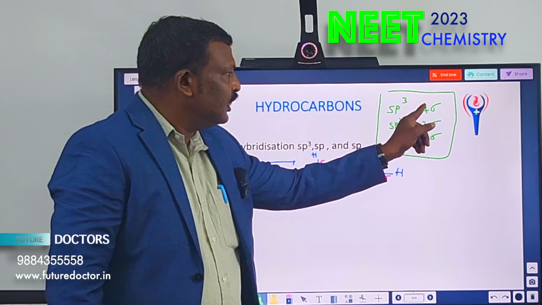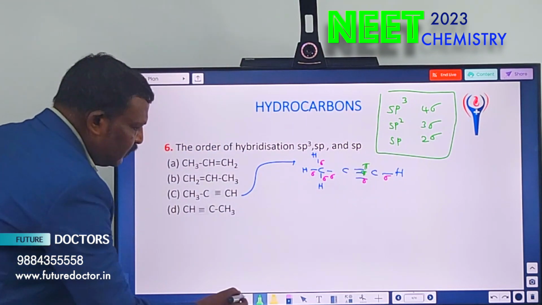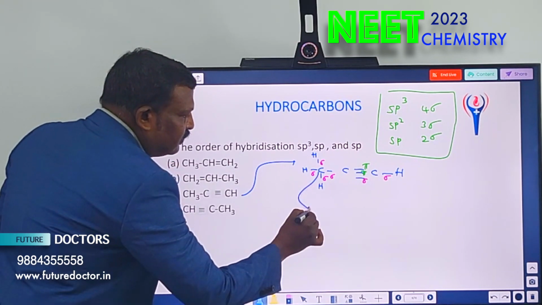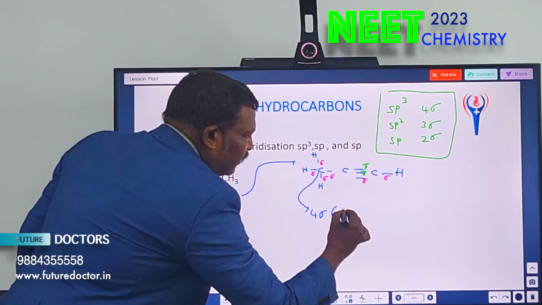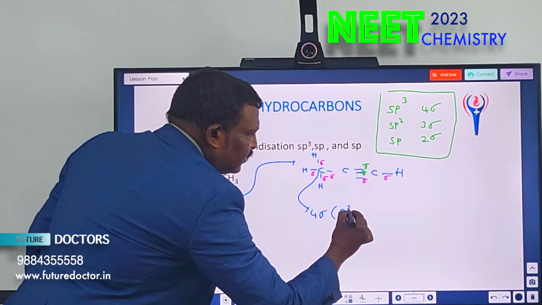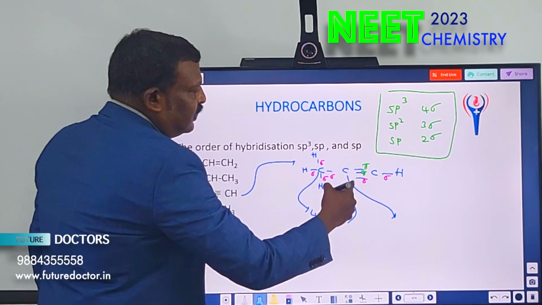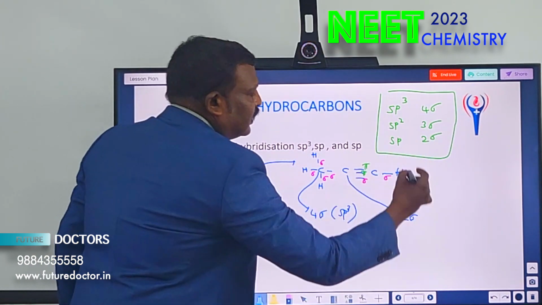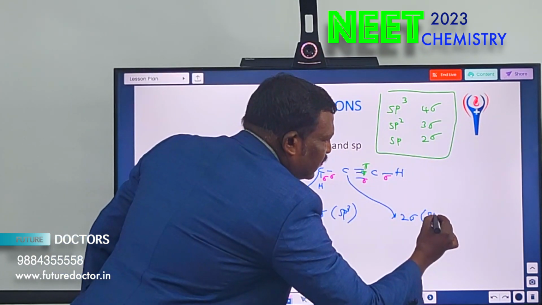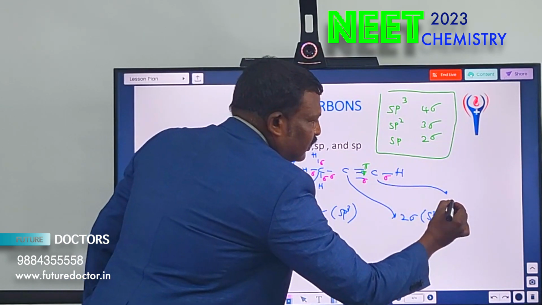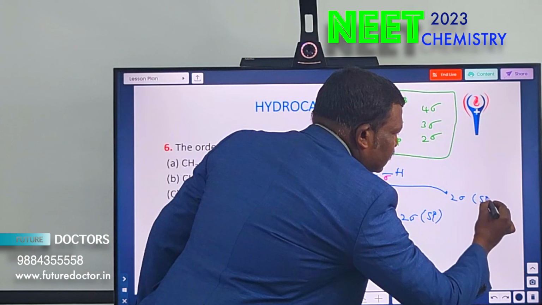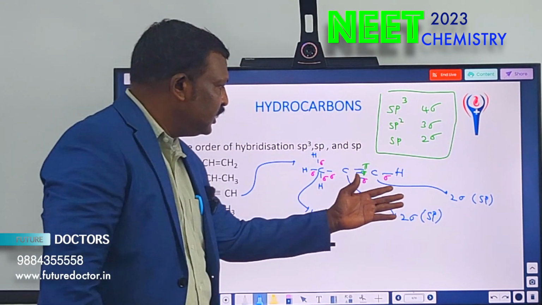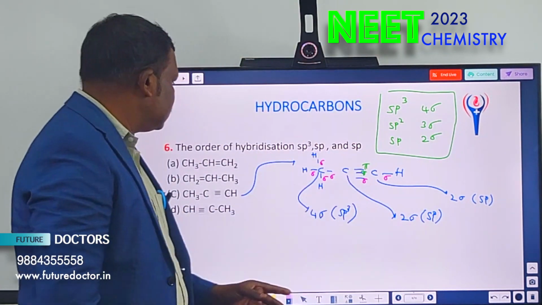The hybridization can be calculated only by sigma bonds. Around the carbon atom, how many sigma bonds? In this case, around the carbon atom we have 4 sigma bonds. That's why 4 sigma means what kind of hybridization? sp3. Understood? This one, how many sigma bonds around it? Only 2 sigma. 2 sigma means sp hybridization. Here also, how many sigma bonds? 2 sigma bonds. This also has sp hybridization. So sp3, sp3, sp, only this is the correct one.